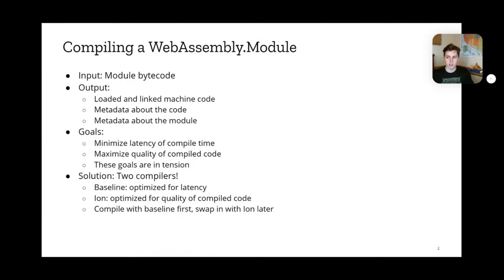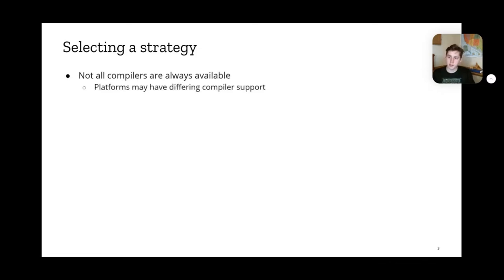So let's get into the actual process of compiling the module. First up, we have to run through the preliminaries of selecting a strategy. What compiler are we going to use? Are we going to tier? There are a lot of things that go into this decision, mostly collected from the environment of the VM. The first is that we don't always have every compiler available.